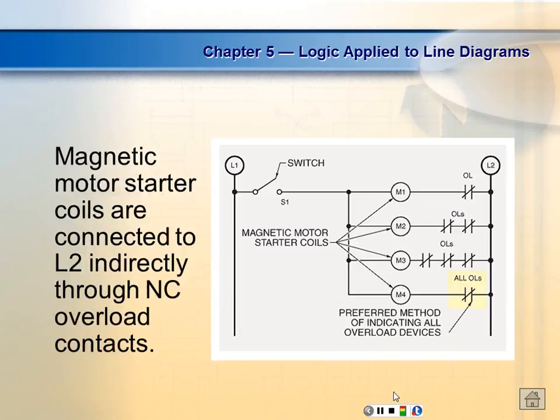So here we go. Magnetic motor starter coils are connected to L2 through normally closed overload contacts. Now these are not the overloads. The overload consists of 2 things. It consists of a sensor that senses the motor current, and then it has a contact that's controlled by that sensor. So what goes in the ladder diagram is not the sensor, it's the contact that the sensor controls. Does that make sense? And they're going to be normally closed.